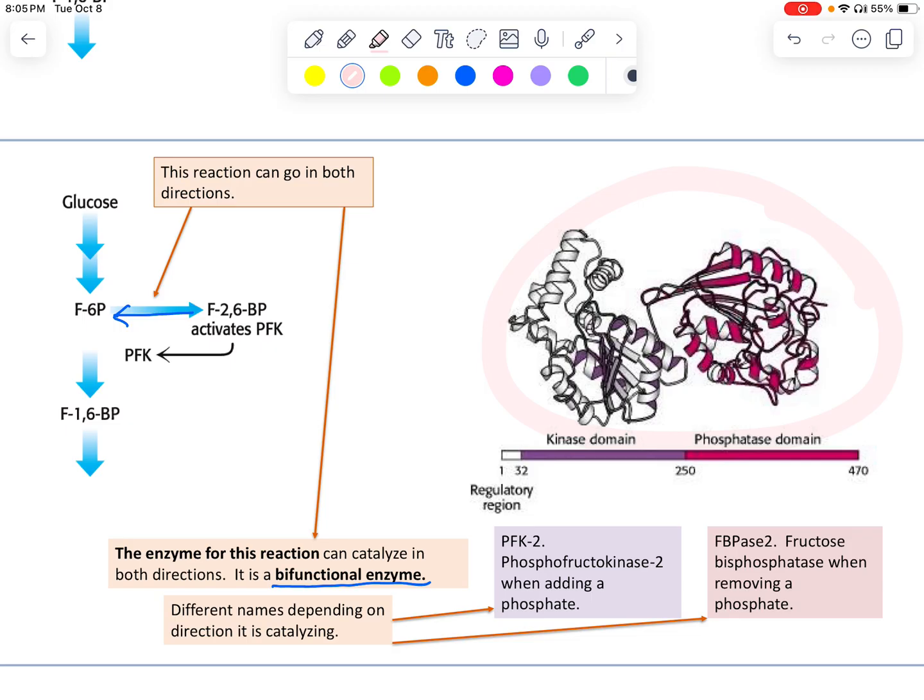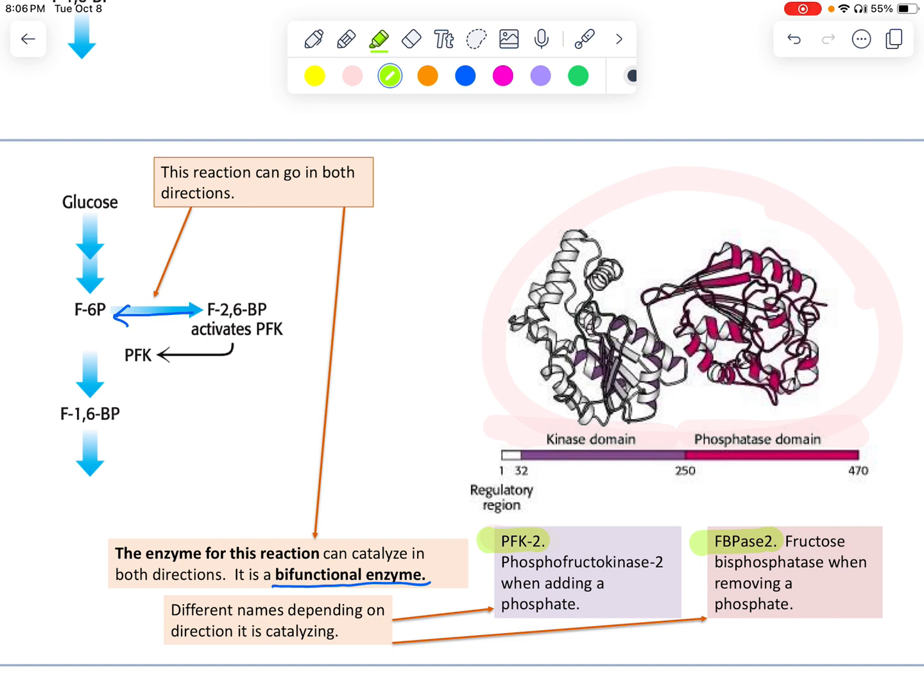It's got about 470 amino acids. Half of it is a kinase domain, so the part you see in the purple over here, and the other is a phosphatase domain. So the kinase will add a phosphate, the phosphatase will remove a phosphate. Okay, and if it's working as the kinase, we call it PFK2. But when it's working in reverse as a phosphatase, we call it fructose bisphosphatase, so FBPase2.